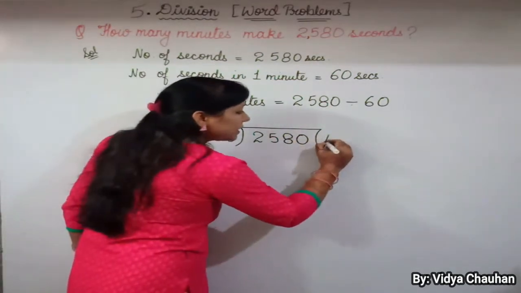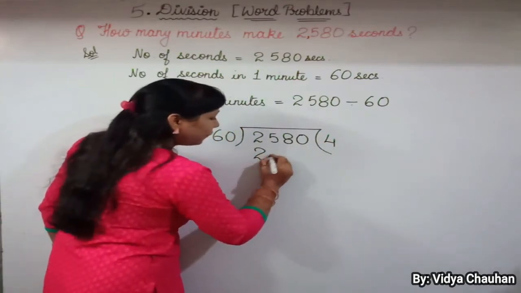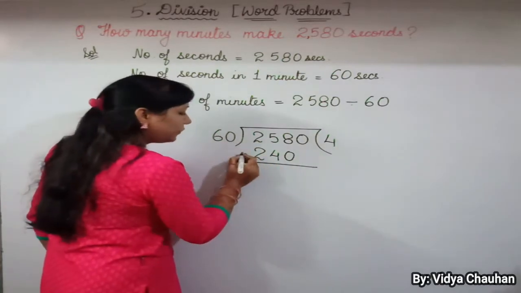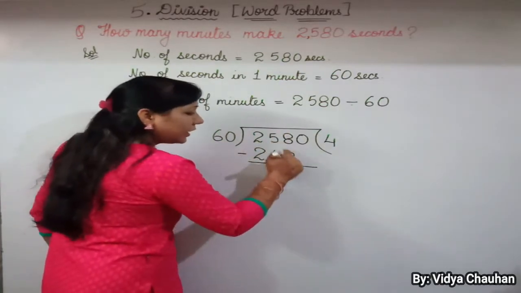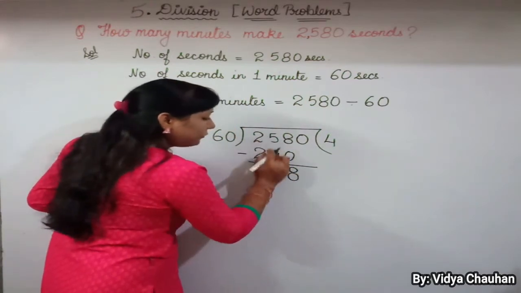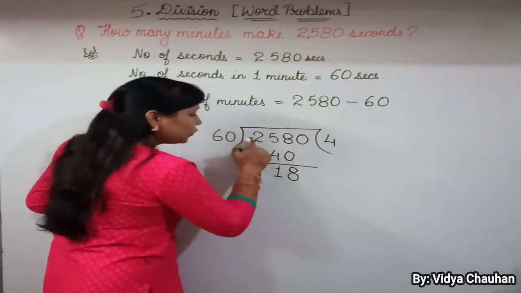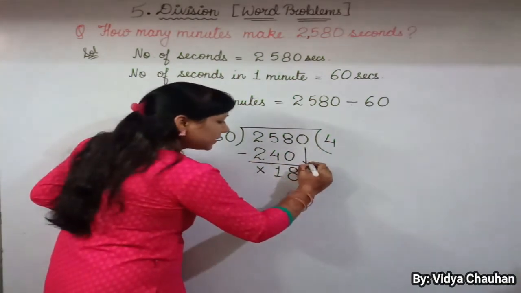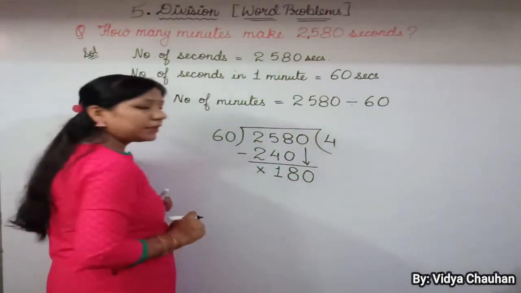60 4s are 240. So 60 4s are 240. Subtracting the value here, 8 minus 0 is 8. 5 minus 4, 1. 2 minus 2 is 0. Now let's bring this last digit 0 down.